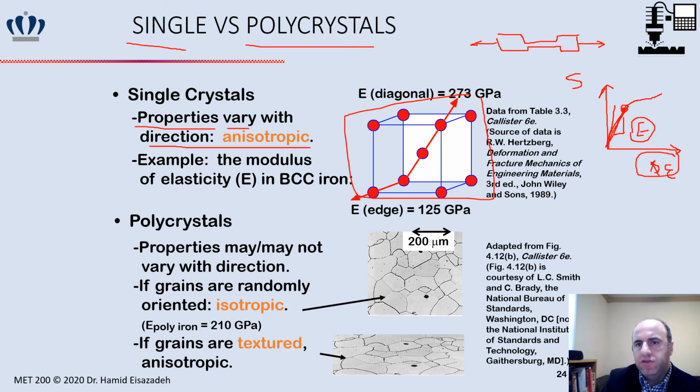So here we see that the Young modulus in one direction is 125 gigapascal, meaning 1.25 times 10 to the power of 11 pascal. And let me erase this part.